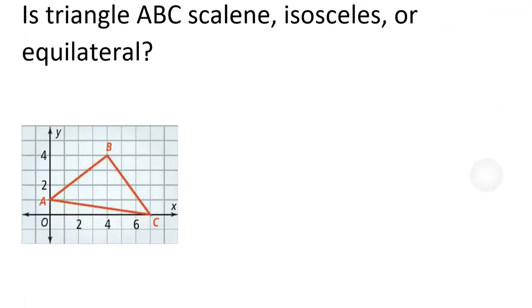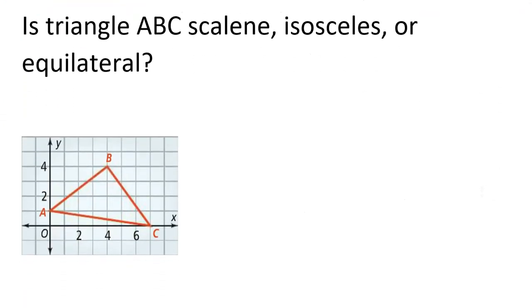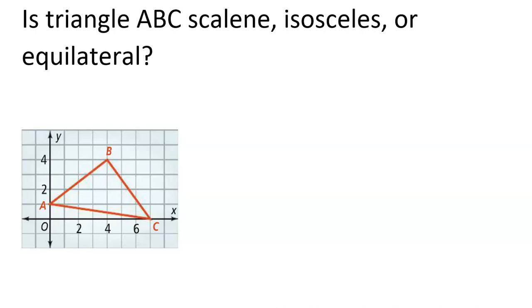Okay, so here's the first one. Classifying a triangle. Is the triangle scalene, isosceles, or equilateral? You cannot just put the ordered pairs on the paper and go, yep, I think this one's scalene. No, you have to show it, and it will say show it.